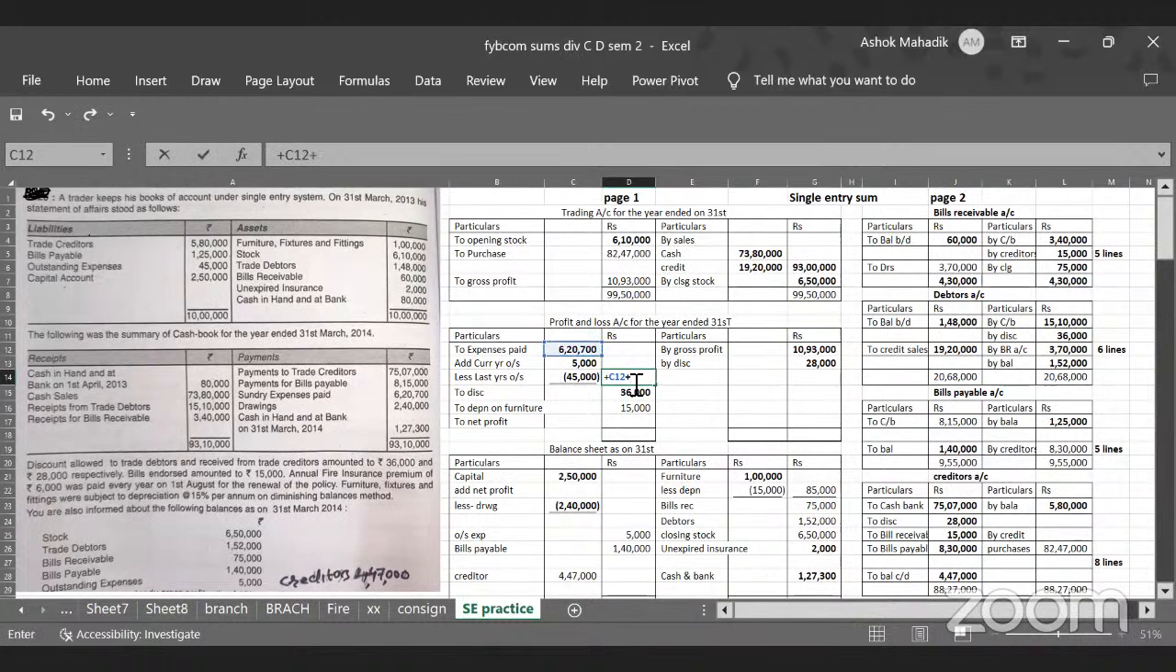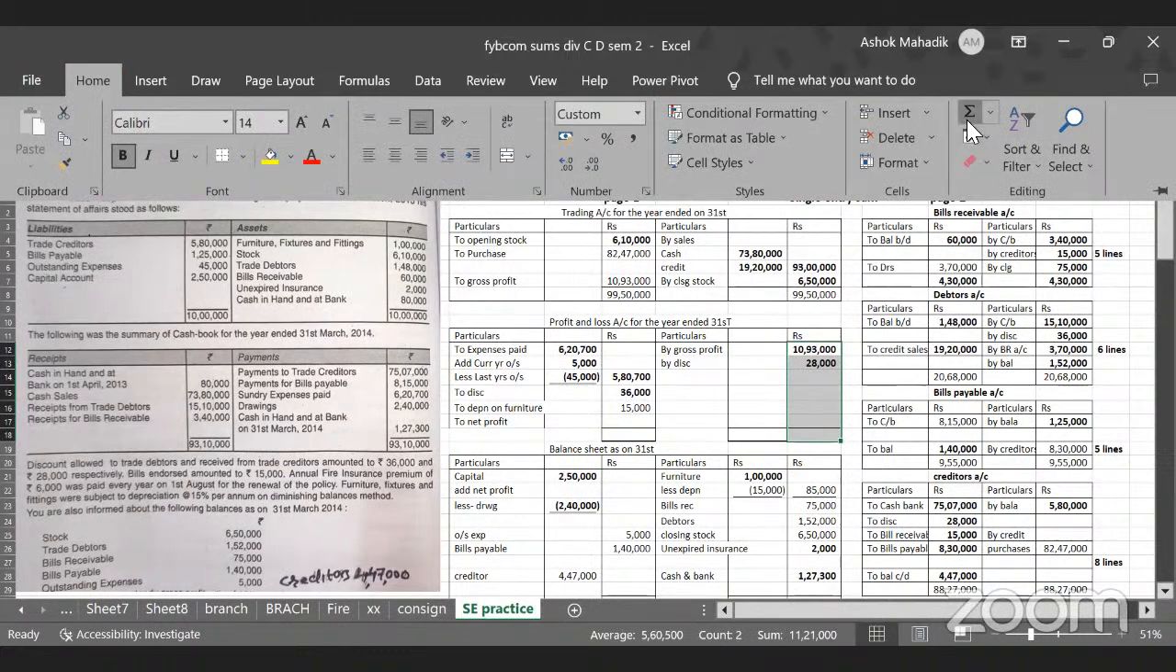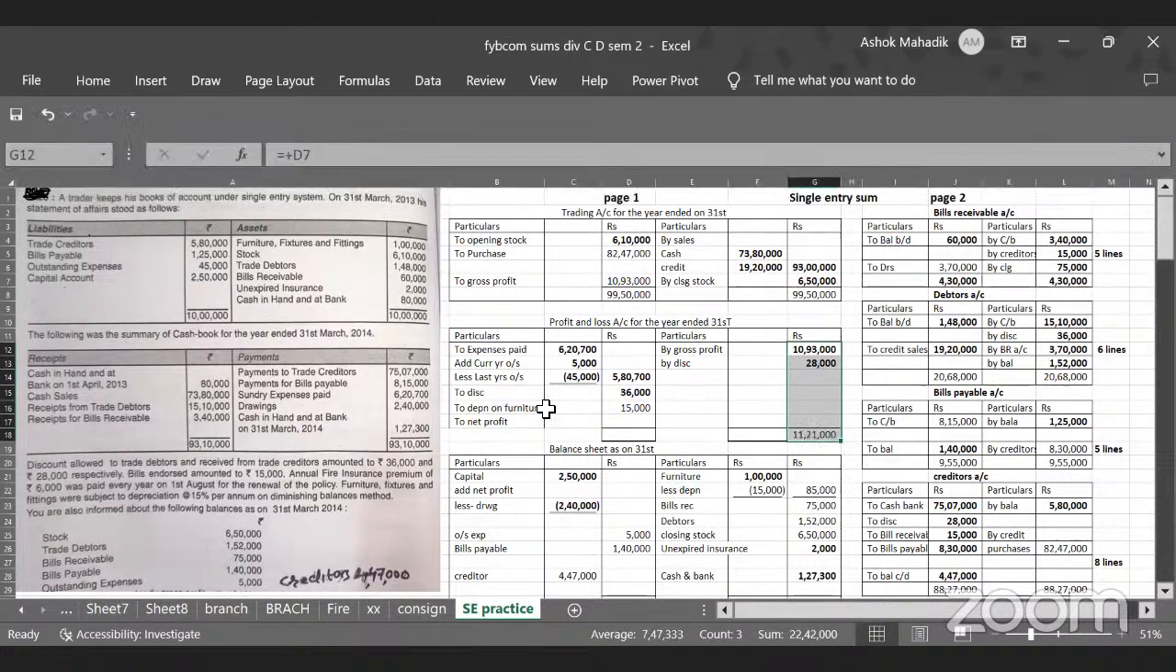620 plus 5,000 minus 45,000. Okay. So the total I'm getting is 587. Apart from that, we have 36,000 for discount and 15,000 for depreciation. Okay. Now we'll close the P&L account and find out the net profit earned during the year. So the total is 11,21,000. Just take the total from the credit side.